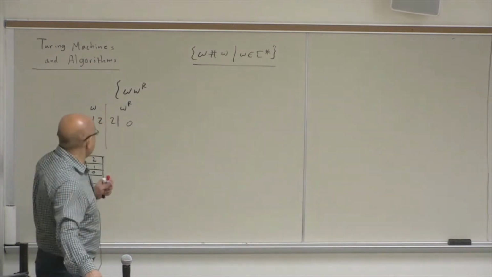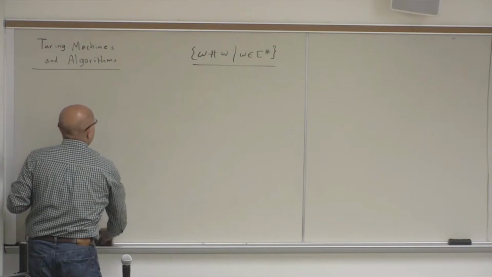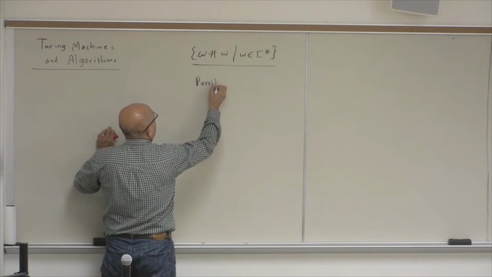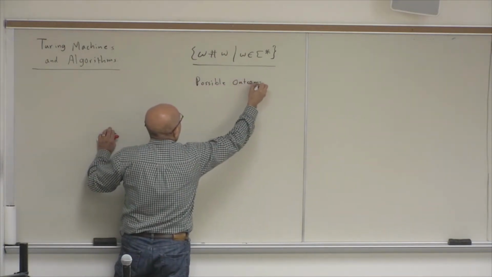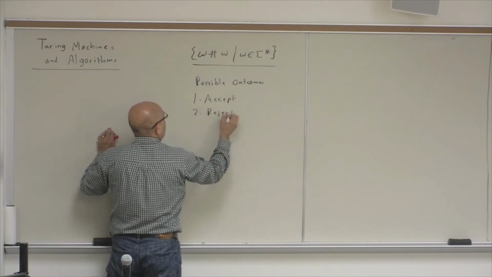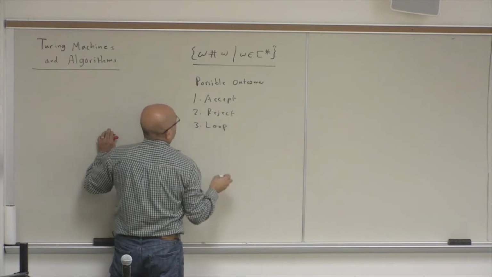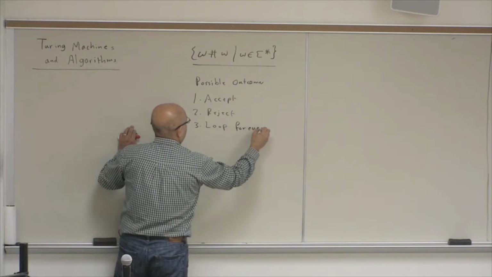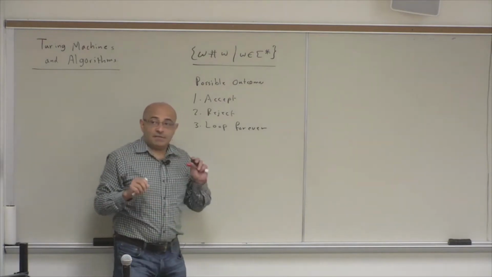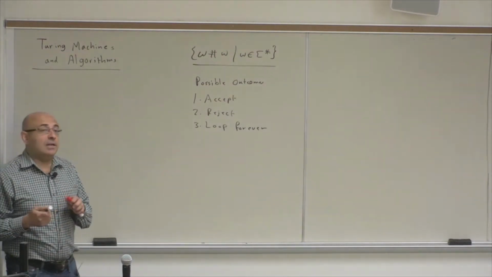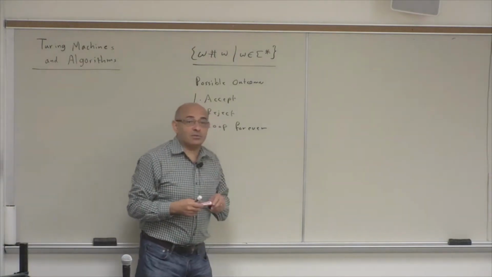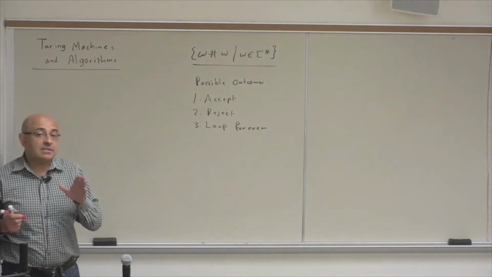And that's why for a Turing machine, the possible outcomes are accept, reject, or loop forever. Now, if for a given language there is a Turing machine that will either accept or reject but never loop, what do we call this Turing machine? Yeah, so it's a decider for this language.